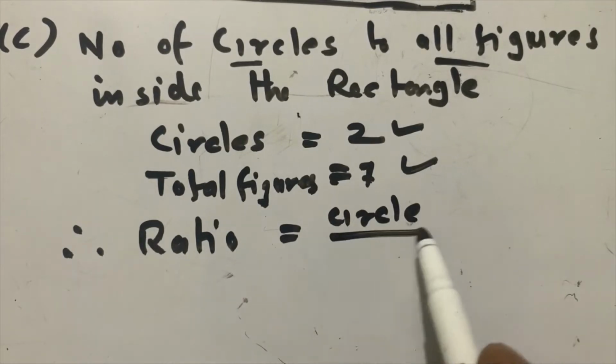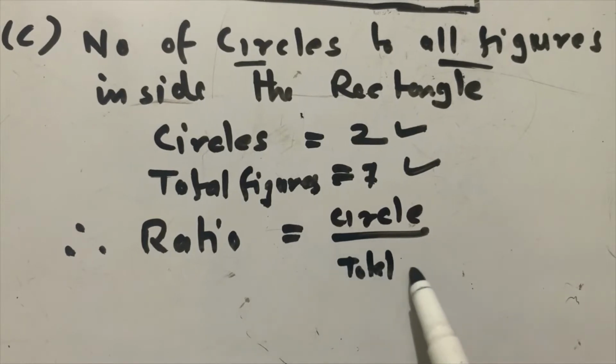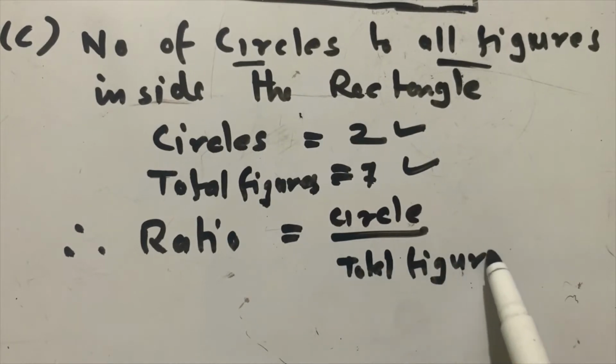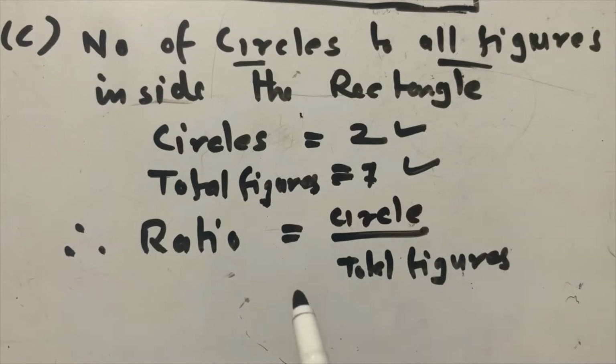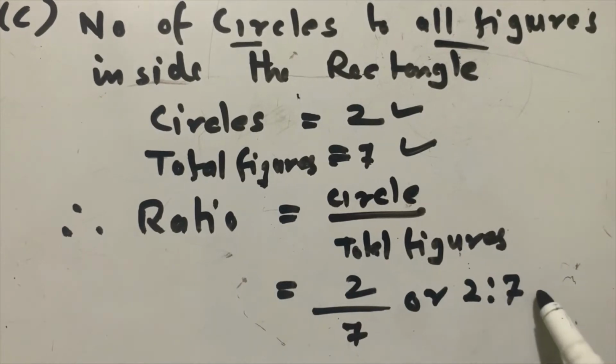Number of circles to total number of figures is equal to number of circles 2 and total figures in the rectangle is 7. So we got the answer 2/7, or 2:7. It is the answer.